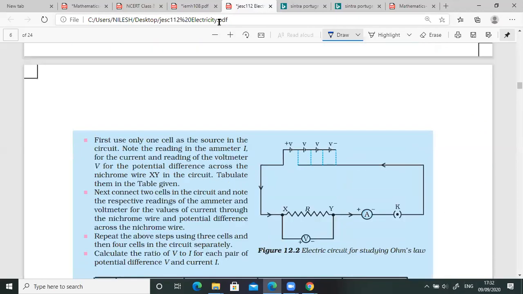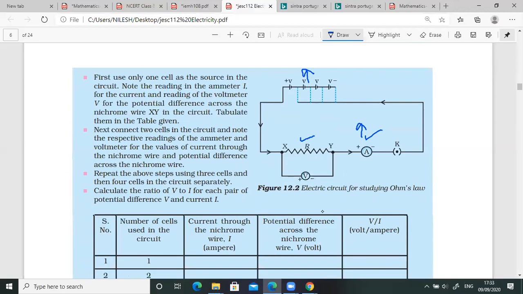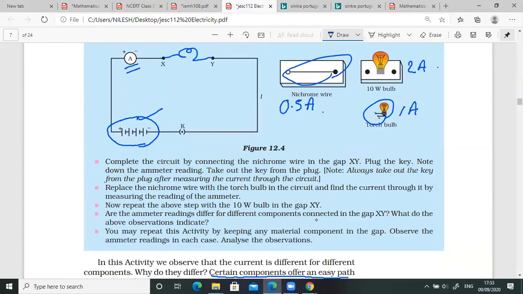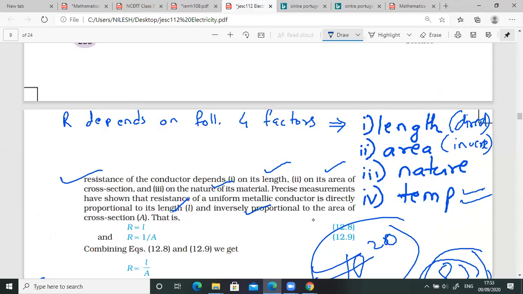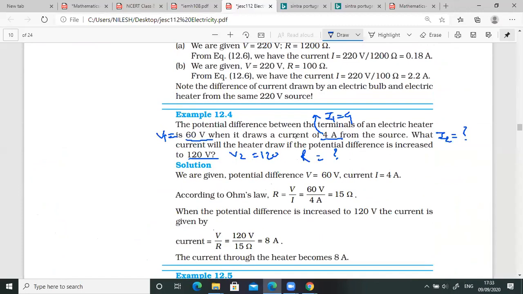First we connected only one battery, one cell. Then we connected 2. Then 3. Then 4. So in a particular circuit, if the potential difference goes on increasing, keeping the R constant, then the current goes on increasing. We saw some values for V, some values for I, and V upon I was every time constant. Now they are saying about an electric heater. Potential difference is 60 volt and current is 4 ampere. What current will the heater draw?